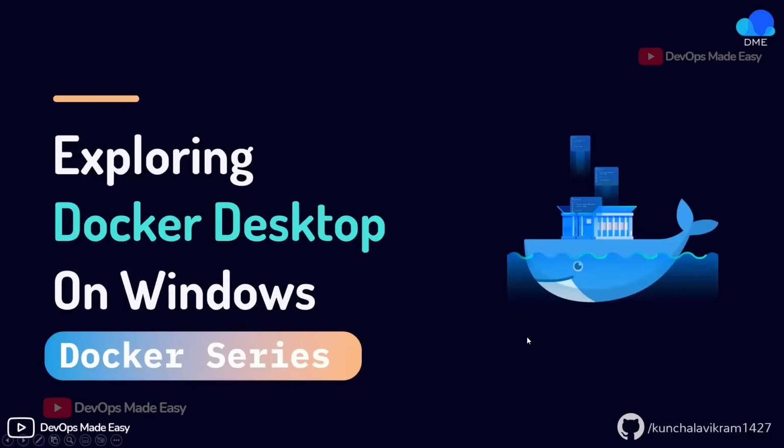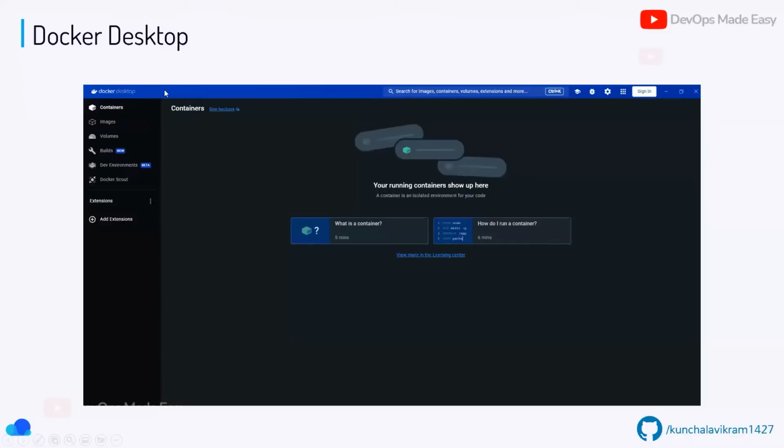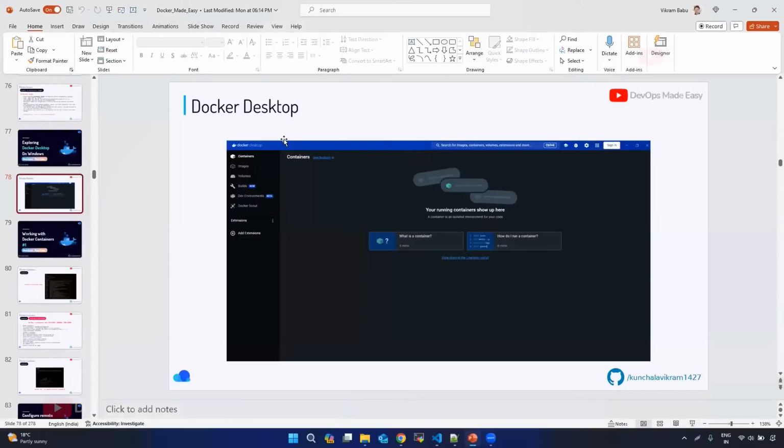Okay, so today we will see what Docker Desktop on Windows is, and let's continue with Docker containers. Docker Desktop is an application that gets installed when you install Docker on Windows and Mac. On Linux we don't have any graphical user interface, so you will not see this application. But if you install Docker Desktop on Windows and Mac, you will get this user interface.